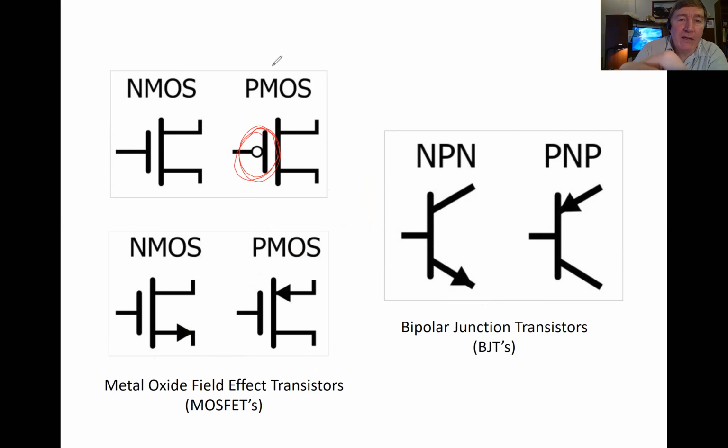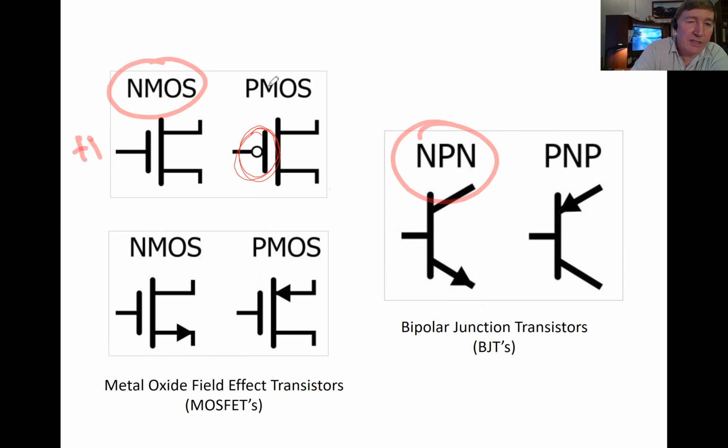And so the thing about an NPN transistor or an NMOS transistor is that in order to turn the transistor on, you need to put plus voltage on the control input. So for an NPN or an NMOS, the way you turn the transistor on is by putting a plus voltage on the input gate. That will turn it on.